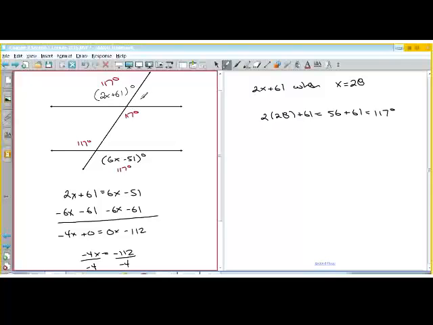What do you have to add to 117 to get 180? How many people do it in their head? Kinsey left. She knows how to do things. 63. So if that's 63 degrees, that's 63 degrees. That's 63 degrees. That's 63 degrees. All the big angles are equal to each other. All the small angles are equal to each other.